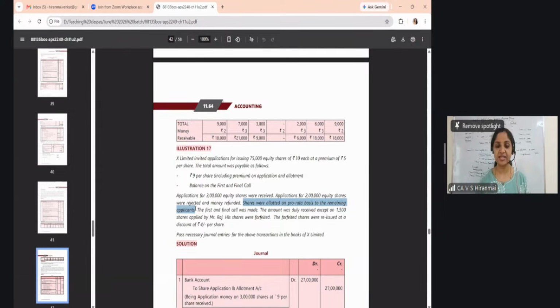Whatever is there is being given on pro rata, accepted. First and final call is done, and the amount was duly received except on 1,500 shares applied by Mr. Raj. His shares were forfeited. The forfeited shares were reissued at a discount of rupees 4 per share.